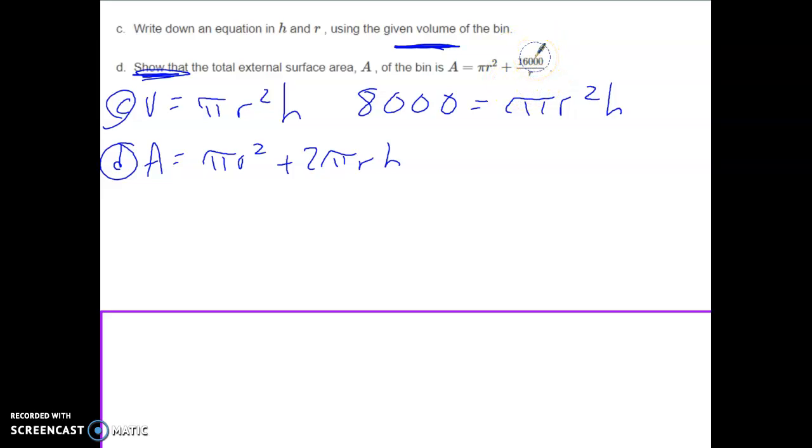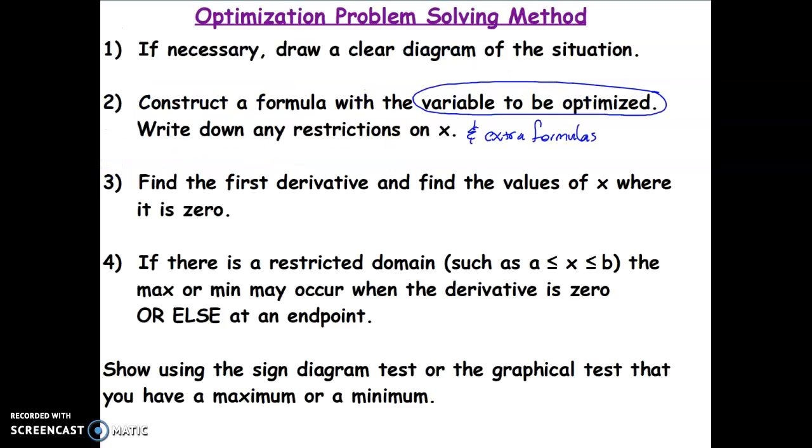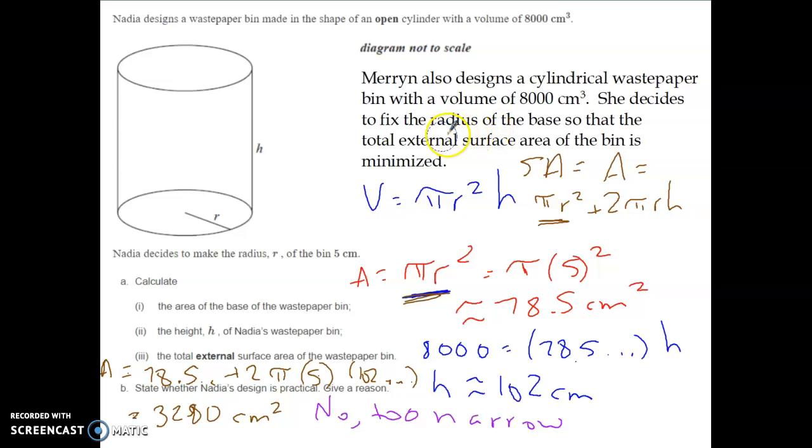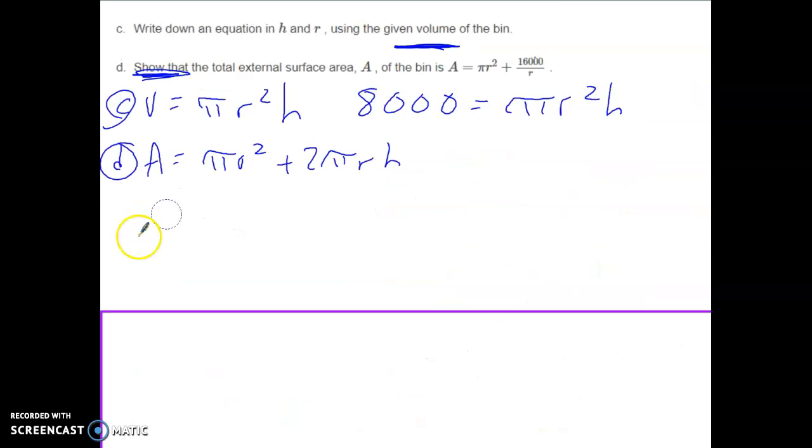So when it asks me to show that, I must be doing a substitution here to get rid of that h. So in the directions, remember when I told you guys sometimes you're going to need an extra formula so that you can optimize your variable? This is one of those situations. So my extra formula is this one. The thing that Marin wants to do, Marin wants to minimize the total surface area. So what Marin is focusing on is this.